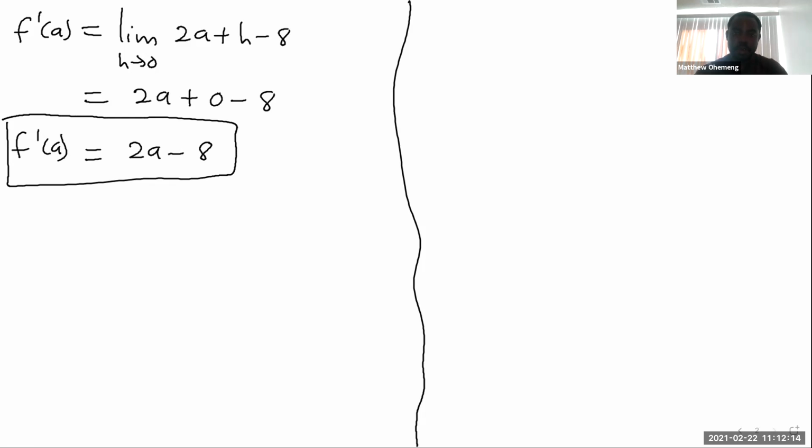Is it f prime of a because the question is to find the derivative? Yes. The question is asked, yes. It's f prime of a because the question is asking us to find the derivative at the number a, right? Because we define the derivative at a as f prime of a. Right. Please, I hope it makes sense. Do you have any follow-up questions? Okay, cool. Please, does anybody need time here?